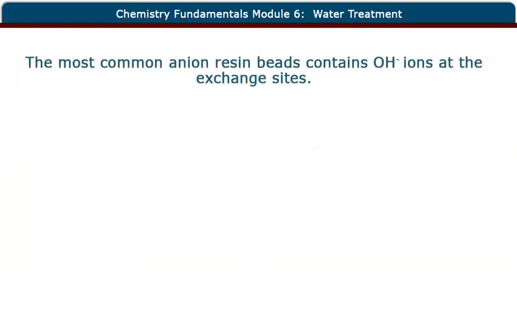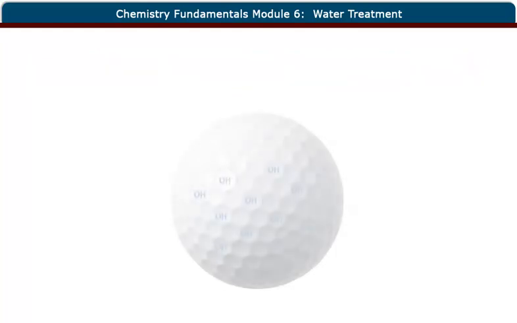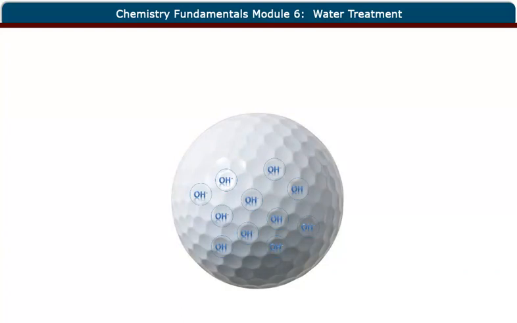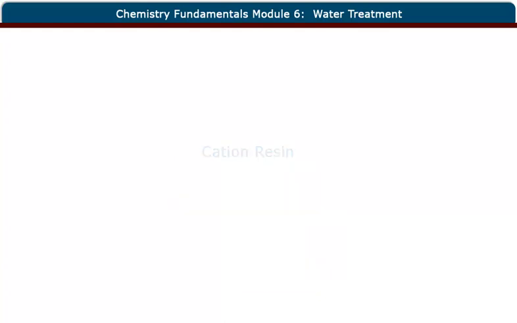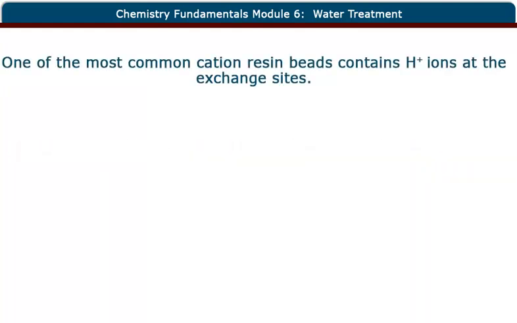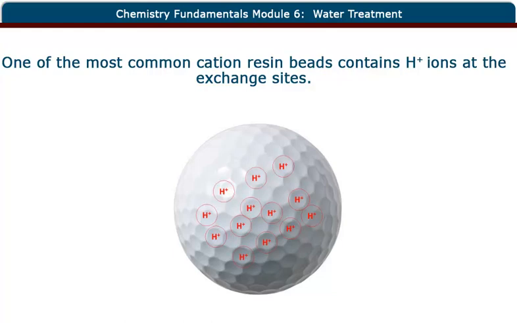And the most common desirable ion that we want to exchange the undesirable ions with is hydroxide. So here I superimpose a few of these dimples with OH negative, or hydroxide, just to illustrate that each of these sites has these ions attached. The cation resin beads are designed to exchange positively charged ions, and the most common desirable positive ion, as we said earlier, is the hydrogen ion. So here I superimpose a few of these dimples with H+, or hydrogen ions.